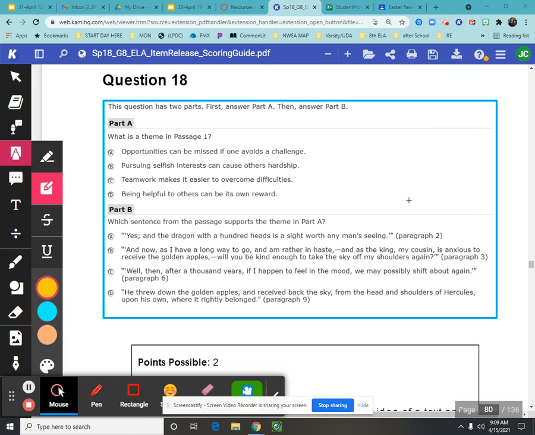This is theme. What is a theme in passage 1? It's only passage 1. What is a theme? And of course, you would then support it with one sentence in part B. A, opportunities can be missed if one avoids a challenge. B, pursuing selfish interests can cause other hardships. C, teamwork makes it easier to overcome difficulties. We got some B's and C's. Being helpful to others can be its own reward.